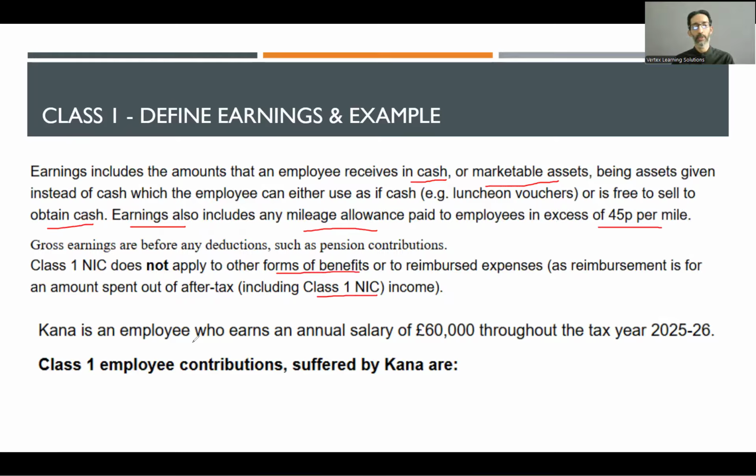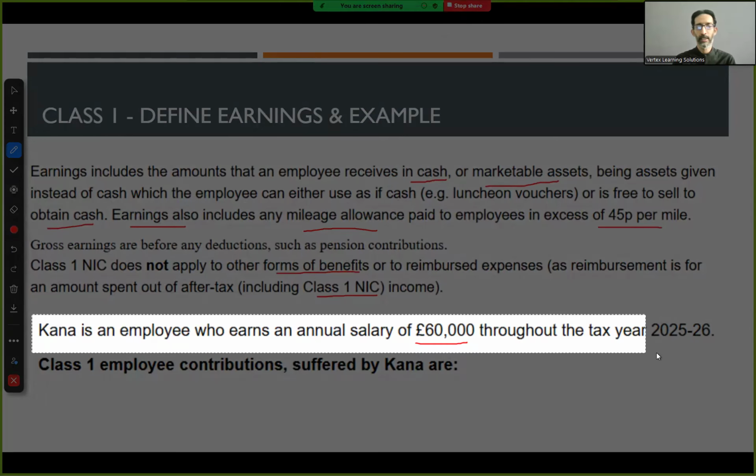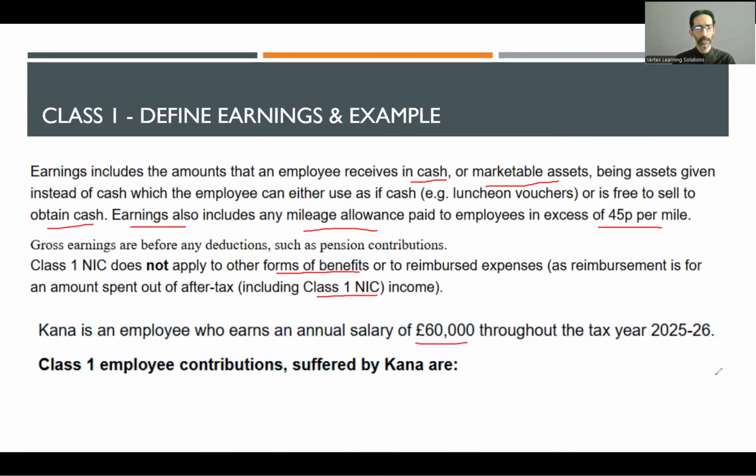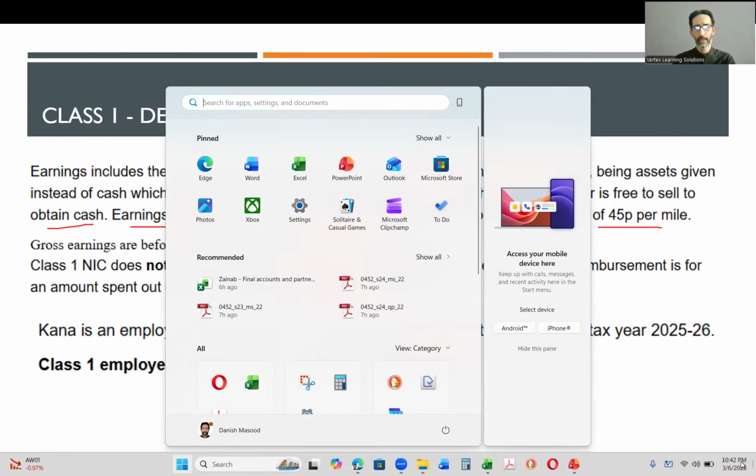So now we look at this example, Kana. Kana is an employee who earns an annual salary of 60,000 pounds throughout the tax year 25-26. So we have to see what NIC would be suffered by Kana. We now know the limits, so we can take this to the Excel sheet and understand better. We're going to deal with all the questions like that in Excel to understand them.